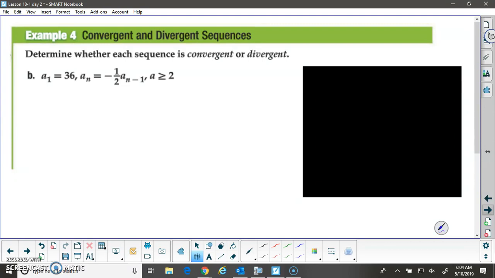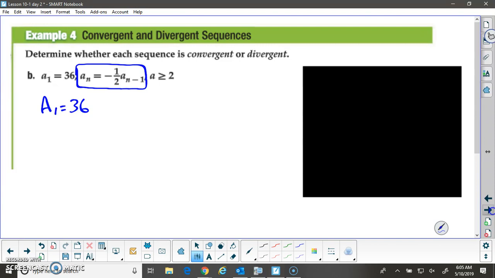Next example, same directions. Determine whether each sequence is convergent or divergent. And this formula is a recursive formula. So it's very, very different. You can see that it gives us the first term is 36. And then this formula right here tells us how to find the next term.